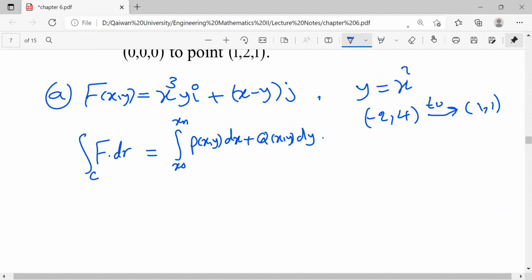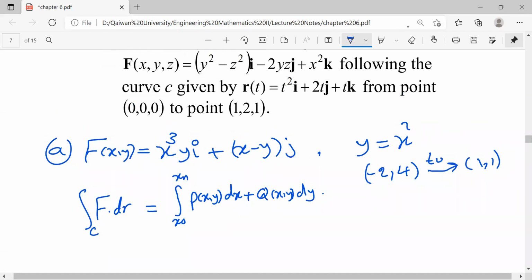And now we have given P of xy and Q of xy. They are the components of the vector field. We say F of xy equals P of xy i plus Q of xy j. That means P of xy is x cubed y, and Q of xy is x minus y. The i component is P of xy, and the j component is Q of xy.